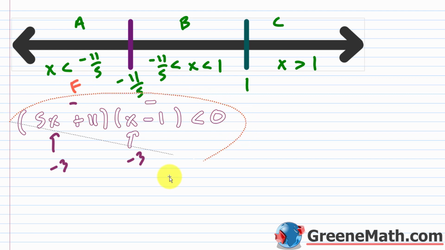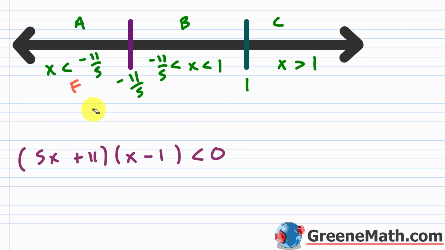Let me actually slide this down just a little bit. So from here, what I want to do is test something in region B. So I think 0 would work pretty well. Plug in a 0 there, you would get 11. Plug in a 0 there, you would get negative 1. So you have a positive times a negative, which would give you a negative, and a negative is always going to be less than 0.